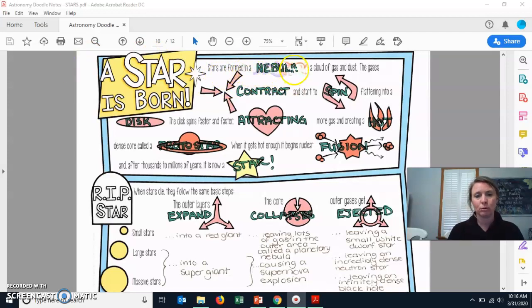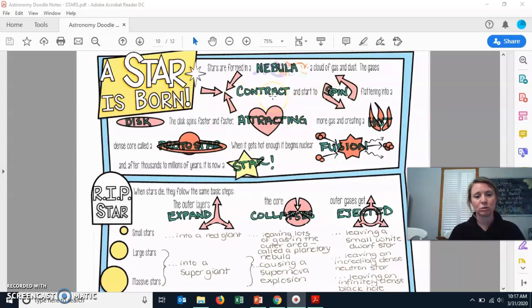So stars are formed in a nebula, which is a cloud of gas and dust. The gases contract, they push together, and they start to spin, which flattens into a disk. The disk spins faster and faster, attracting more gases and creating a hot, dense core called a protostar. So that's a lot of information there.